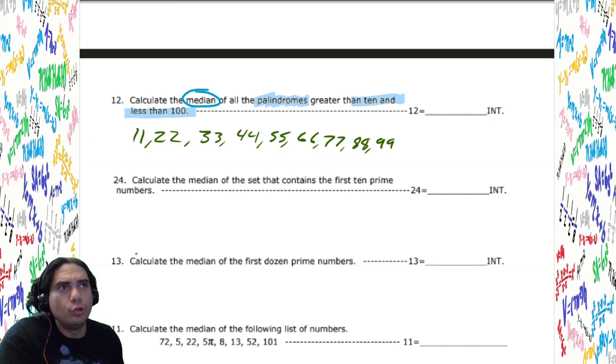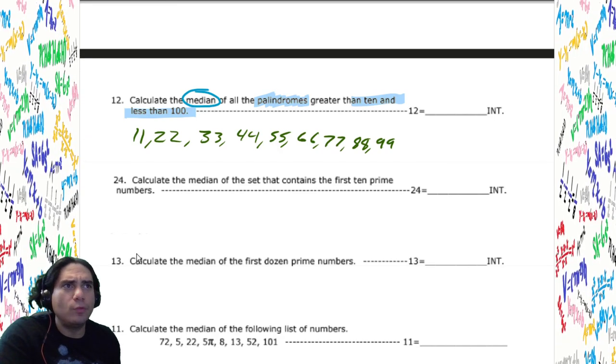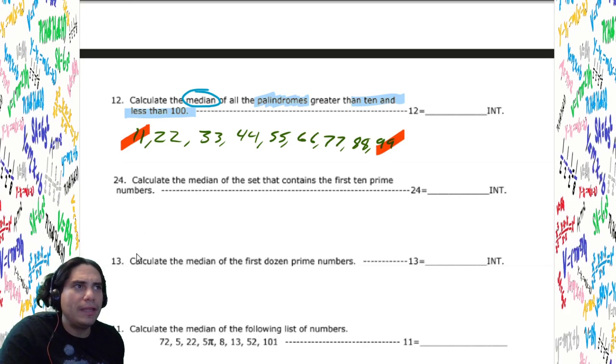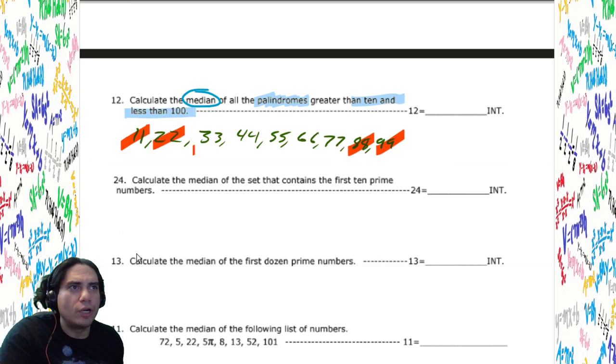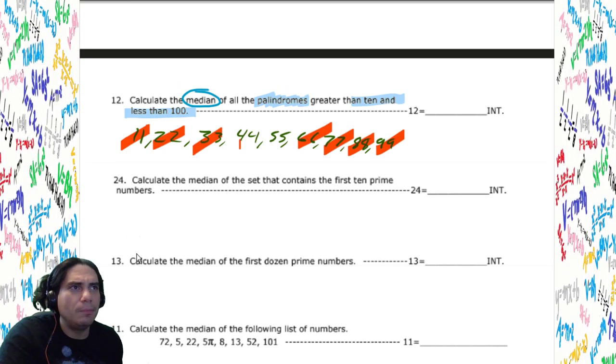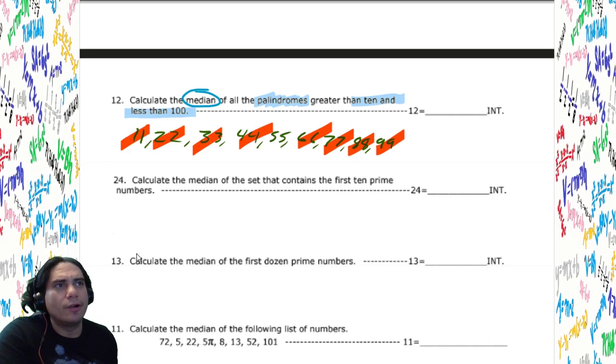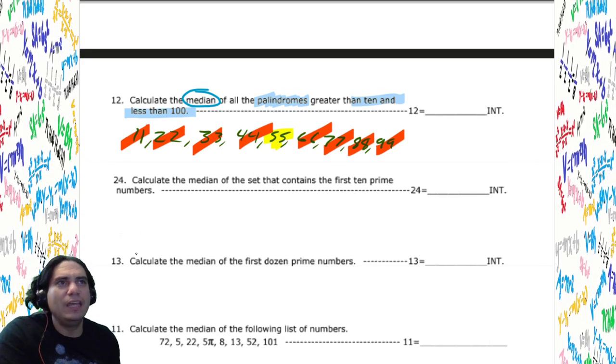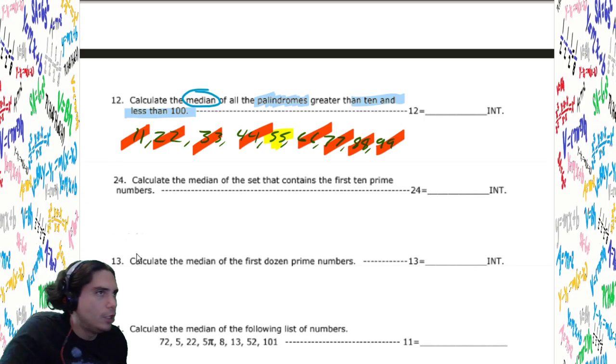And now we're going to go through them. We're going to go ahead and find the one in the middle. Cancel out that one and that one. Keep going from the ends and work your way to the middle. Easiest way to find the median. And we got our answer right there. Our answer seems to be 55. So let's go ahead and write it down.